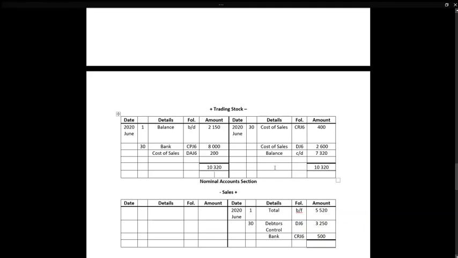My new opening balance will be 7,320 Rand. The folio for opening balance is always brought down, therefore my details will be balance. Remember, it's not a transaction, just a reminder of my new opening balance, 1st of July. We're still in the same year, so I'm not going to write the year again.